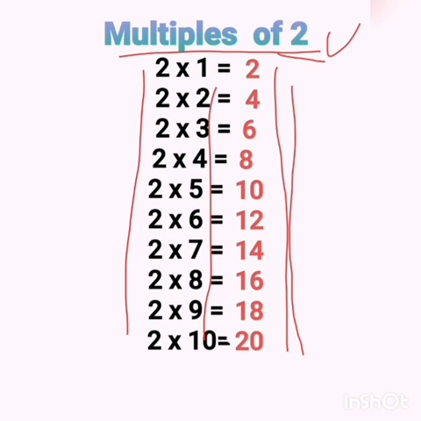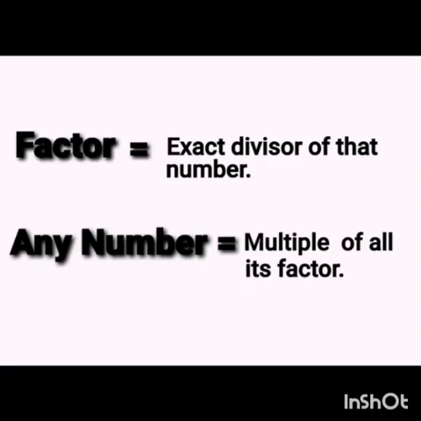Now students, what are the multiples? Multiples of a number are the numbers which are formed by multiplying that number with some other number. Okay? So students, just keep these two things in your mind: factors are exact divisors of that number, and any number is a multiple of its factor.